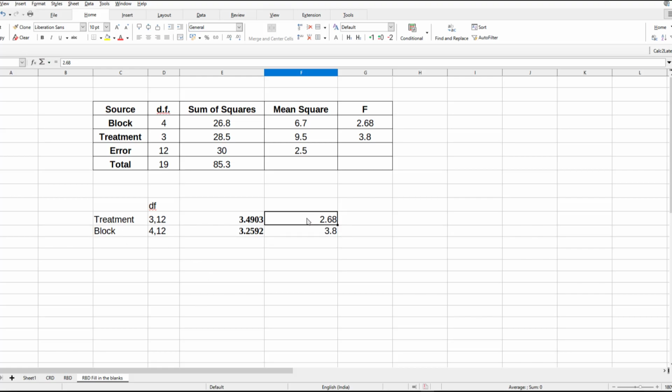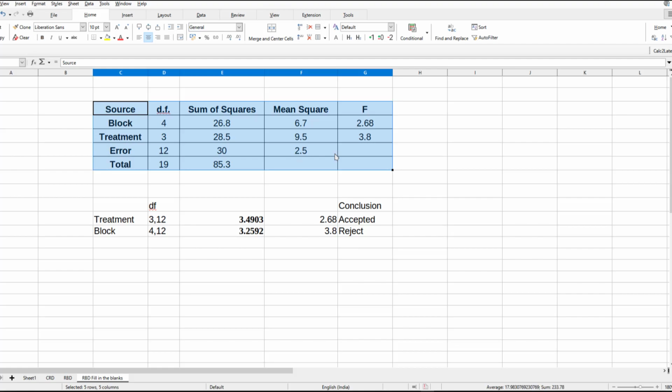Now for treatment, the calculated value is less than the tabulated value. So the conclusion will be accepted, right? But in case of block, the calculated value is greater than the tabulated value, and that's why we will reject it. That is the conclusion. So this is how, when a table with some incomplete cells is given to you to fill up, you can calculate the different values.